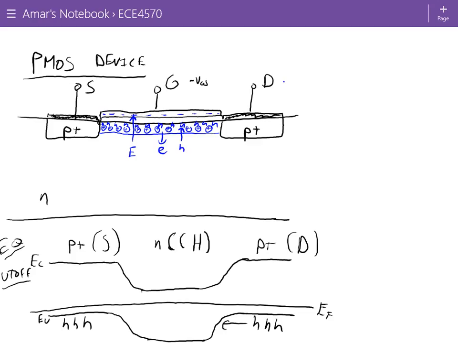In addition, I would like you to also be able to do calculations with MOSFET currents with a PMOS device. So I've drawn some horizontal energy band diagrams. You can expect that there'll probably be some vertical energy band diagrams for an NMOS or a PMOS device, or both.